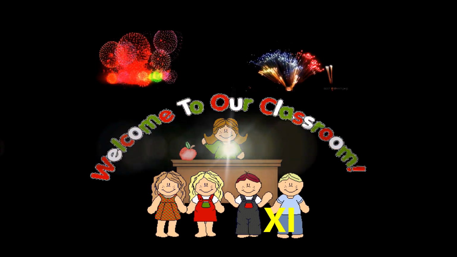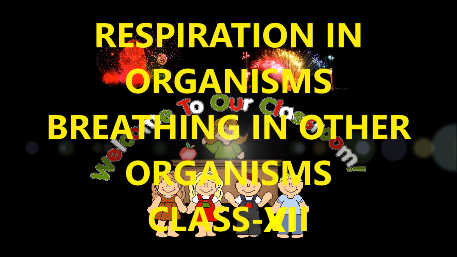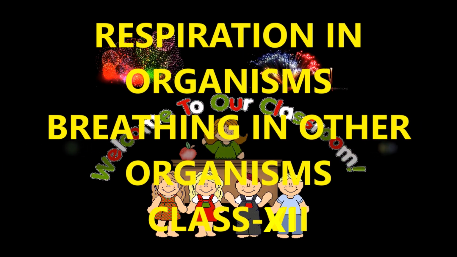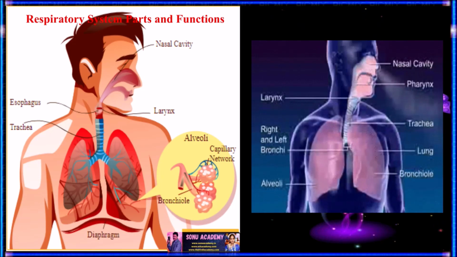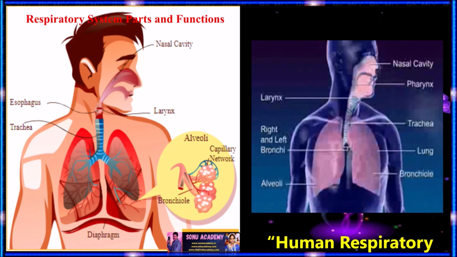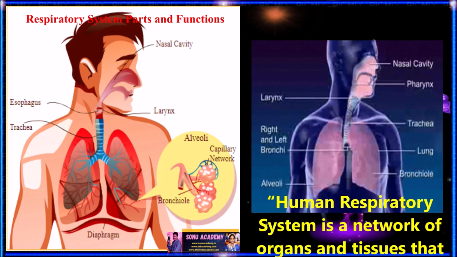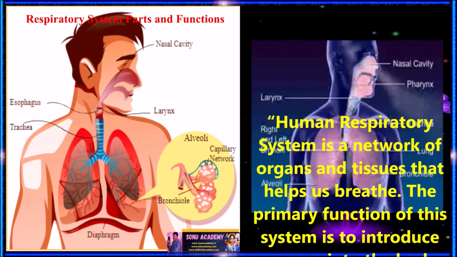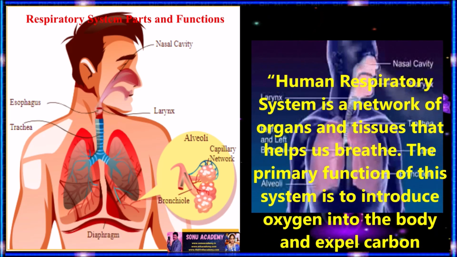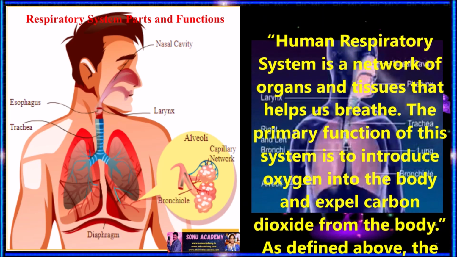Good morning, dear students. In this section, you will learn about respiration in organisms, from CBSE syllabus, chapter 17, class 11. The human respiratory system is a network of organs and tissues that help us breathe. The primary function of this system is to introduce oxygen into the blood and expel carbon dioxide from the body.